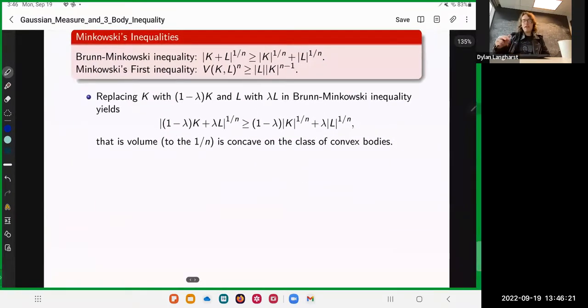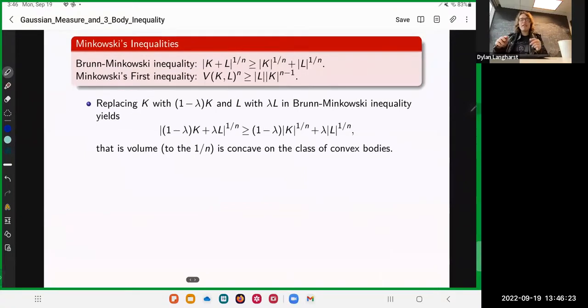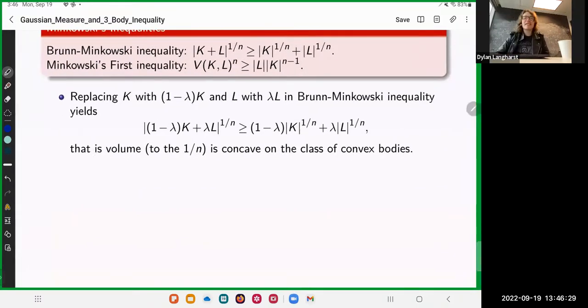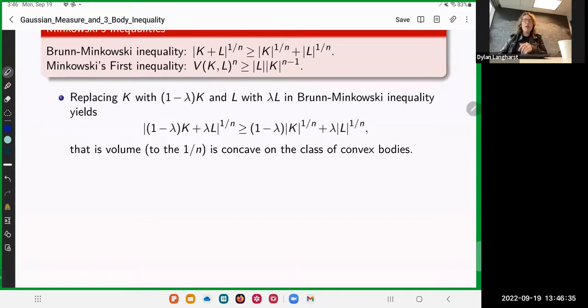Okay, so I want to write these inequalities in a different way. Using the homogeneity of volume, I can replace K with 1 minus lambda times K, L with lambda times L, where lambda is in [0, 1]. And now the Brunn-Minkowski inequality is written as such. But you might recognize that this is just saying that volume raised to the 1 over n is a concave function on the class of convex bodies.